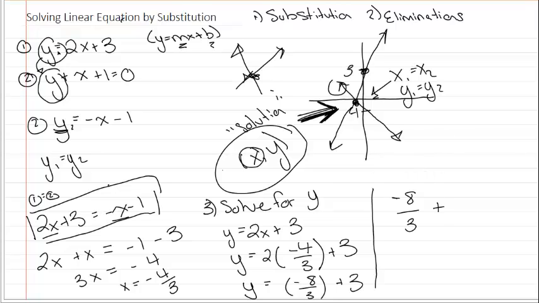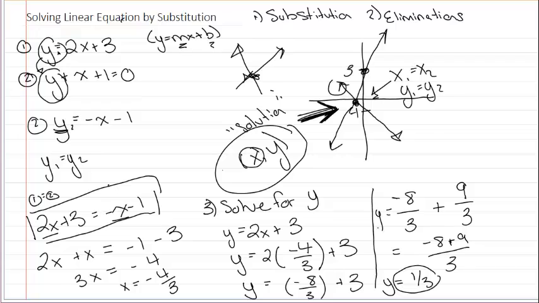I lost my pen. There we go. So we know that has to be over 3, so we'll times the top by 3. And then this is negative 8 plus 9 all over 3. Or sorry, plus, yep, there we go. Plus 9. And that was, of course, my y, followed from previously.